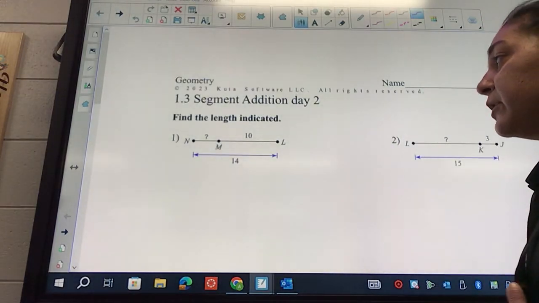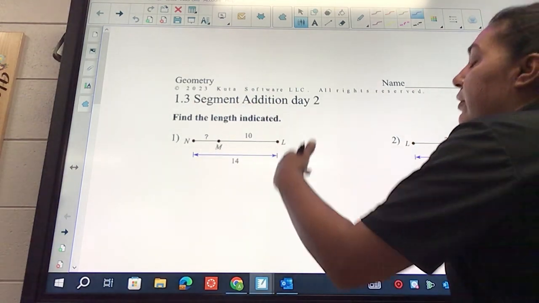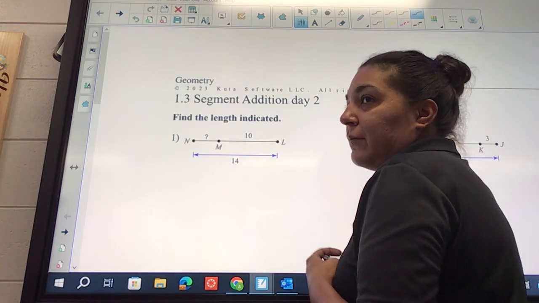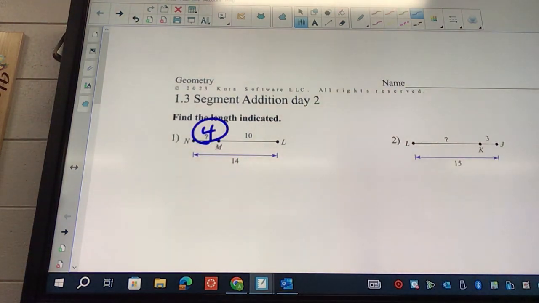Little plus little equals the big. So if we're looking at this very first one, we could say the big minus the little, and you could kind of even not even do all that. Something plus 10 is going to give me 14. What is that something? 4. Okay. Or you could say little plus little equals big.